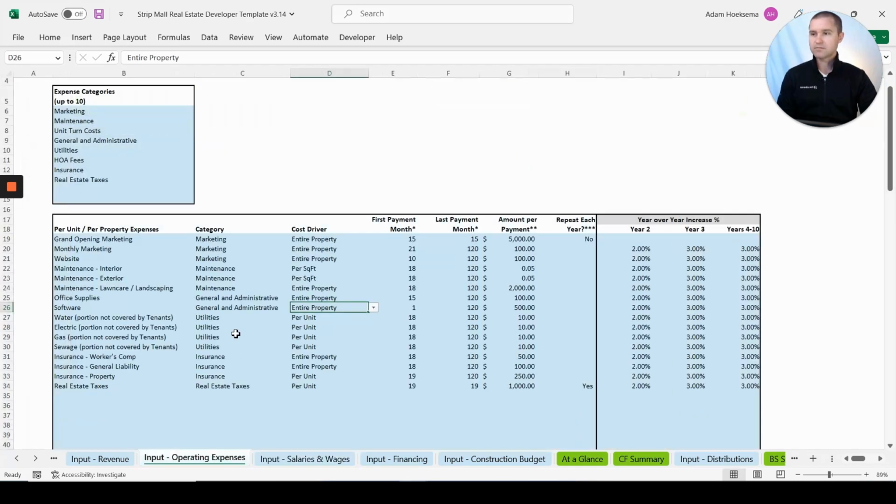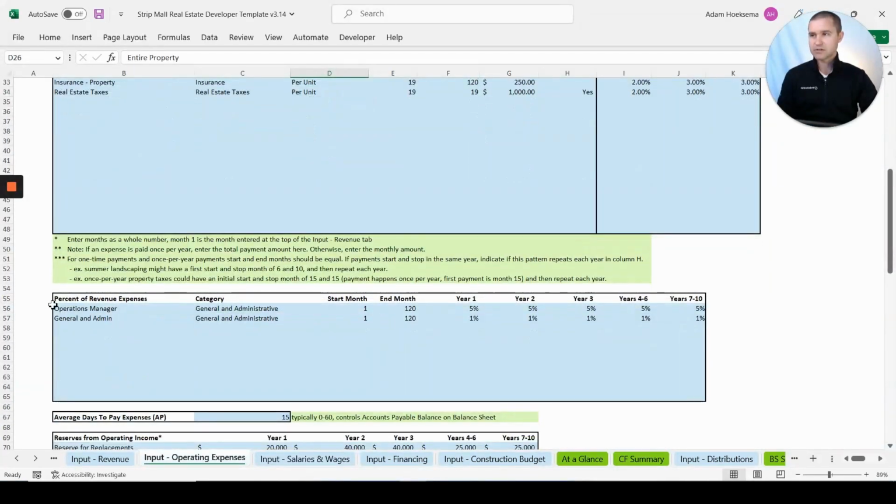Okay, so actually let me just mention one more thing down here. So the percentage of revenue expenses here. So let's assume we are using an outside firm, a management firm, to operate and manage the property. A lot of times they will charge a percentage of revenue as their management fee. So I've got a 5% management fee built in here and a 1% kind of general and admin fee. That could be the same property management company that's also charging that, or maybe that's your in-house accountant handling that, and that kind of scales with the revenue of the business.